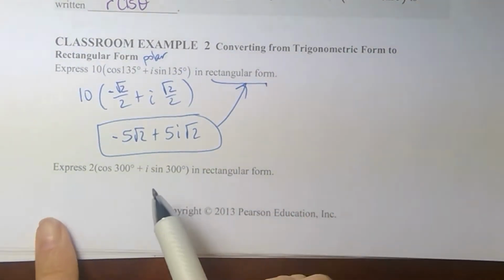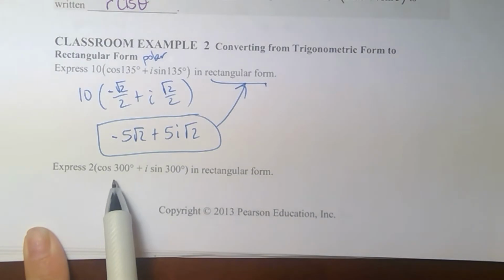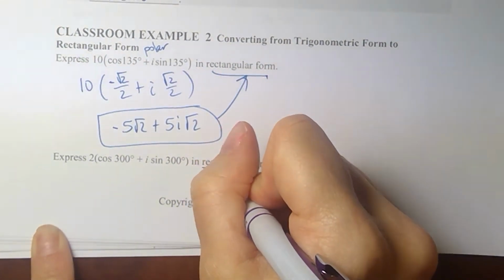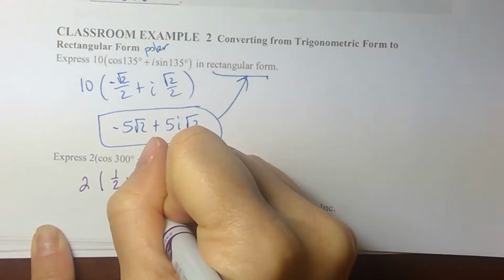So you do it for r CIS theta, where we have 2 CIS 300 degrees. That's my polar, or trig form. You want to end up in rectangular form.